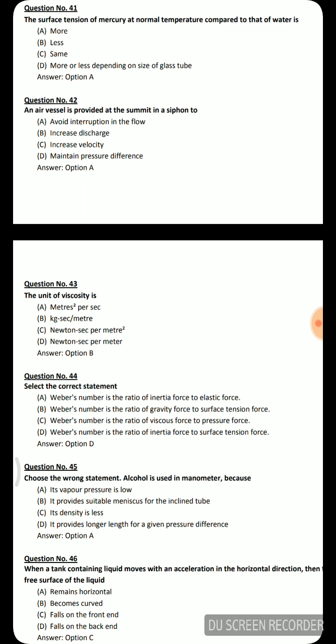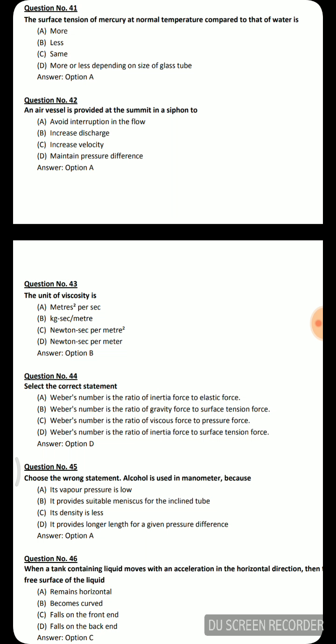Next question: select the correct statement. Option A, Weber's number is the ratio of inertia force to elastic force. Option B, Weber's number is the ratio of gravity force to surface tension force. Option C, Weber's number is the ratio of viscous force to pressure force. All those three are wrong. Correct answer is Weber's number is the ratio of inertia force to the surface tension force.